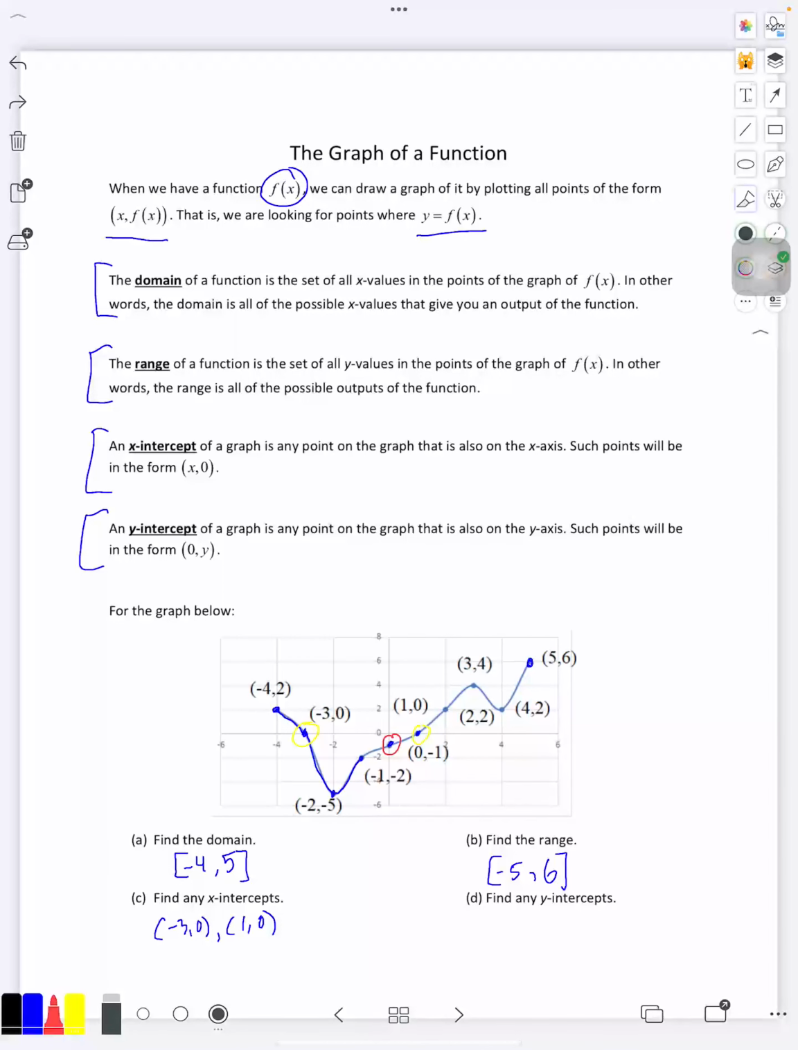And there's always only going to be at most a single y-intercept for functions, because if you had more than one y-intercept, your graph would fail the vertical line test and it would not be a function. Since this video is only looking at graphs about functions, that cannot happen. So you can have more than one x-intercept, but you can only have one y-intercept.